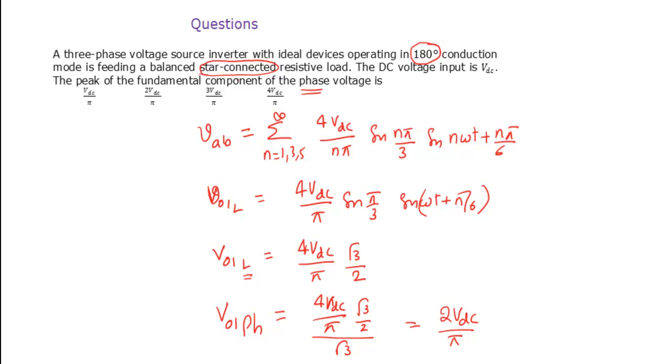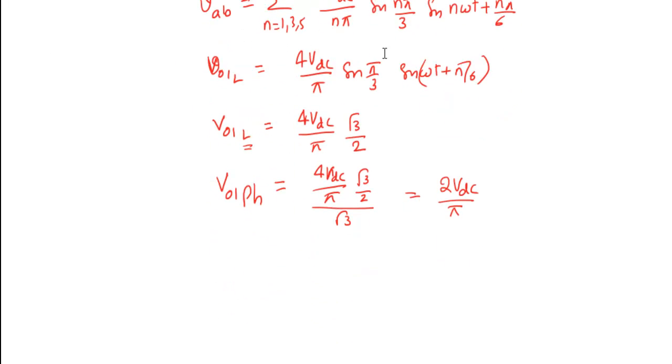But I'm giving another important thing here. Assume it is given 180-degree mode, but instead of star connection, it is given delta connection of the load. Then how do we get the same quantity, the phase voltage? Remember, in case of delta connection, line voltage and phase voltage are both the same. But we didn't discuss anything about the delta connection.